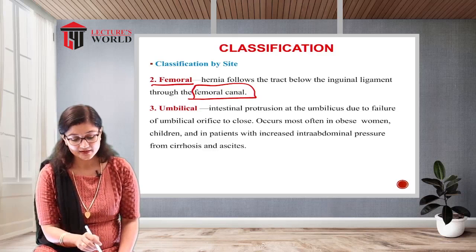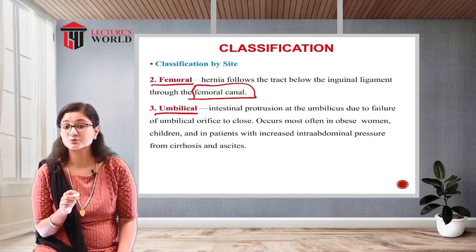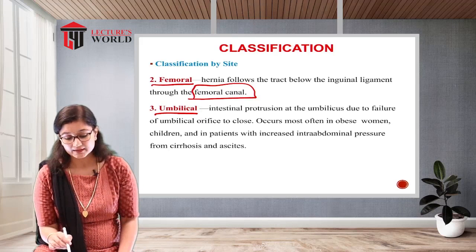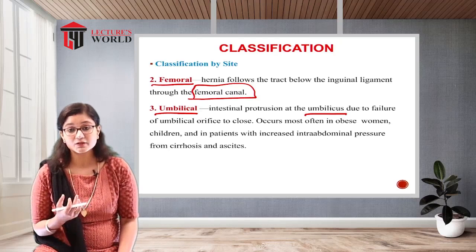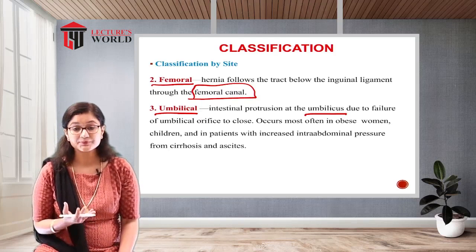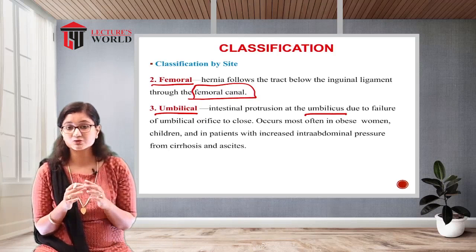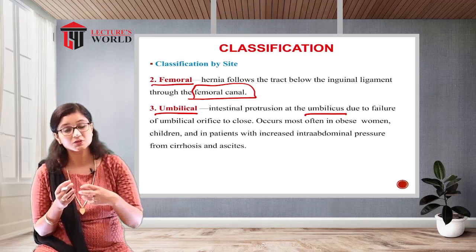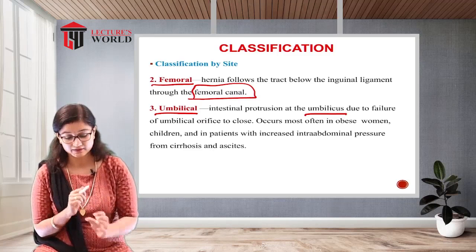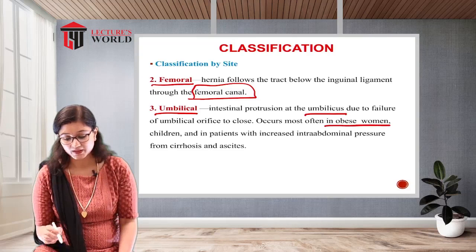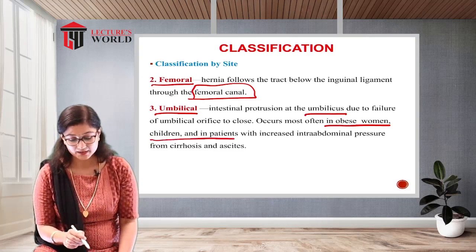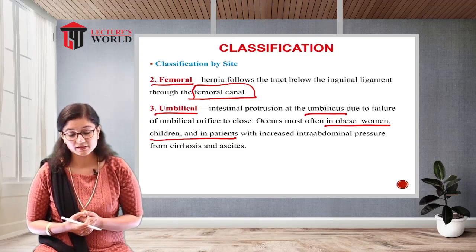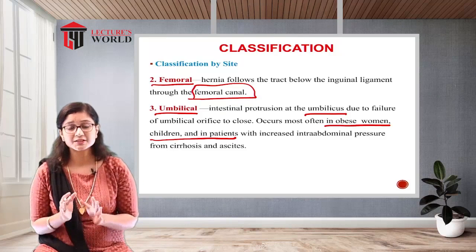Next is the umbilical. We have seen in the picture inguinal, femoral and umbilical, if you remember. Here what is happening is intestinal protrusion at the umbilicus, due to failure of the umbilicus orifice to close properly. The orifice, that is the opening, is not closed properly, so the small intestine or the abdominal organ can go and protrude outside of the umbilicus. It occurs most often in obese women, children, and in patients with increased intra-abdominal pressure from cirrhosis, that is liver cirrhosis, and ascites. Clear enough?